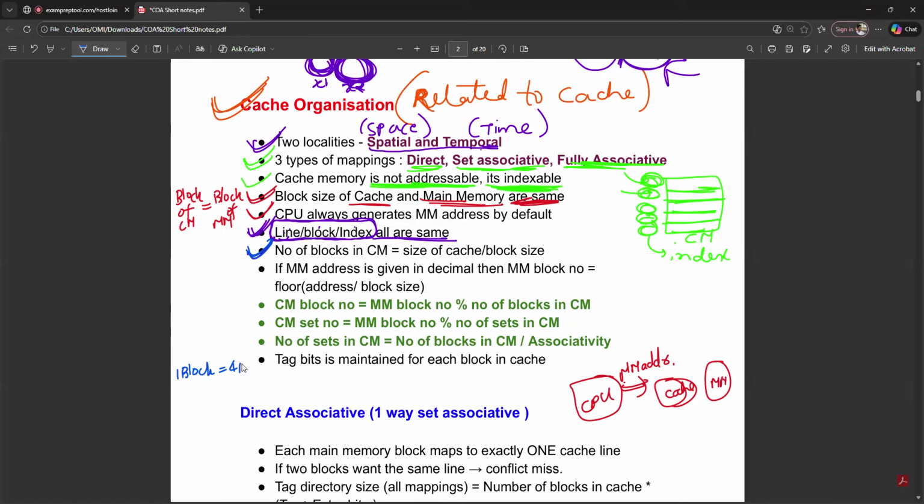Let's say one block equals 48 bytes, and cache memory is given as 32 KB. So if 32 KB is given, how many blocks? This is not simple math. It means 32 KB divided by 48 bytes. This is the calculation mentioned here: size of cache divided by block size.